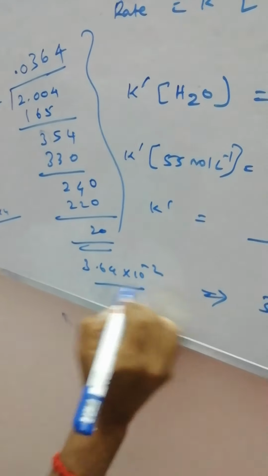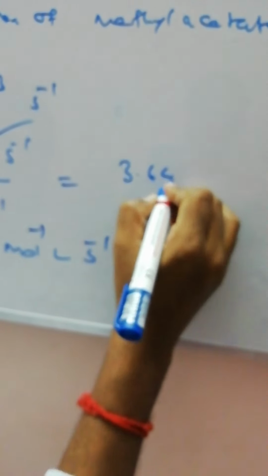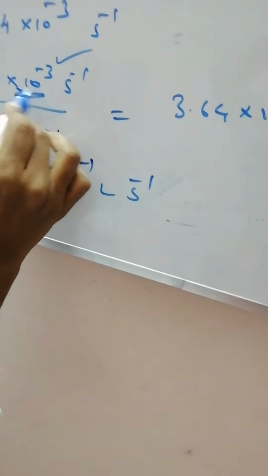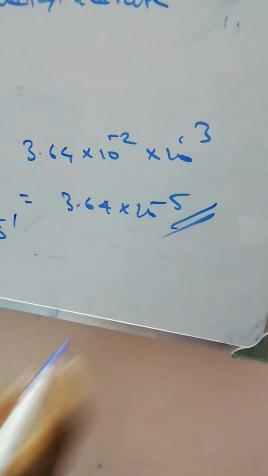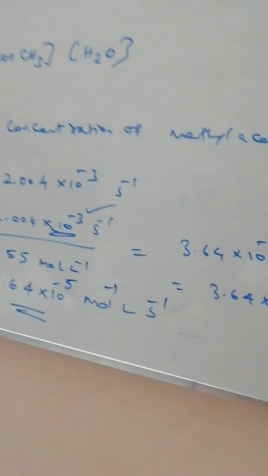Already here 10 to the power minus 3 is there, therefore 10 to the power minus 5. You will get the answer as 3.64 into 10 to the power minus 2 into 10 to the power minus 3, so 3.64 into 10 to the power minus 5. This we can do with the calculator. In this way the problem is completed.